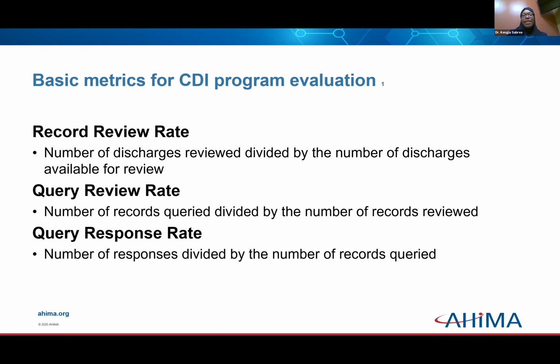Basic metrics for CDI program evaluation. So the record review rate is going to be defined as the number of discharges reviewed divided by the number of discharges available for review. Your query rate is defined by the number of records queried divided by the number of records reviewed. Your query response rate is defined by the number of responses divided by the number of records queried. So these are some basic metrics, again, that every CDI program should be capturing.